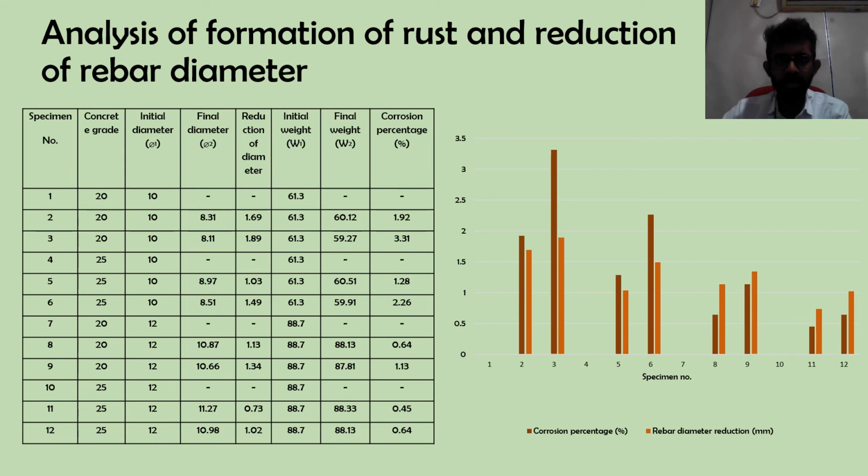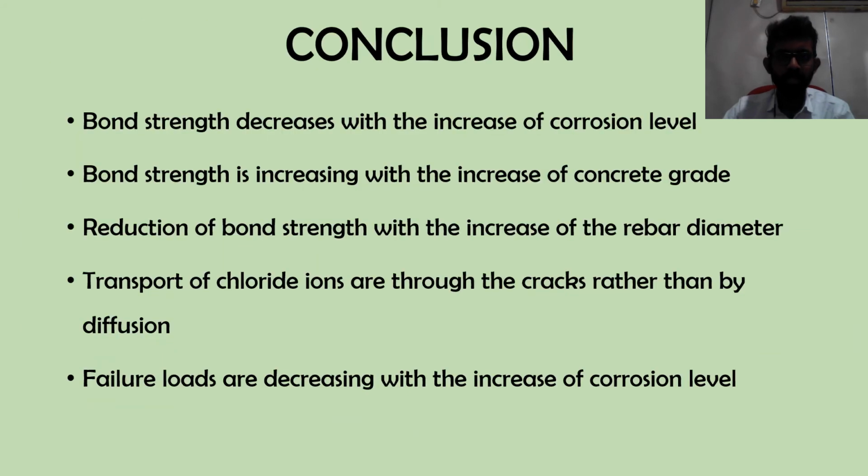Let us move on to the conclusion. Conclusion. The bond strength decreases with the increase of corrosion level. Also, the bond strength is directly proportional to the concrete grade, whereby the bond strength increases with the increase of concrete grade. Furthermore, the effect of rebar diameter on the bond strength reduction can be seen in all corrosion levels, and there is a significant reduction of bond strength with the increase of rebar diameter.